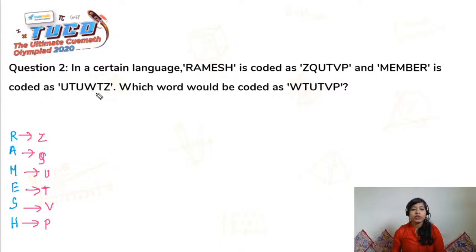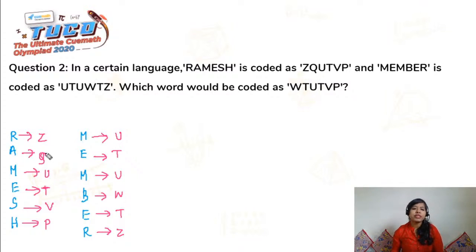Member is UTUWTZ. So let me also write down for member. MEMBER. This is member. Now let's write the respective letters that are assigned to member. M is U, E is T, M is U again, and then you have B, which is nothing but W, and then you have E, which is nothing but T, and then you have R, which is nothing but the last letter Z.